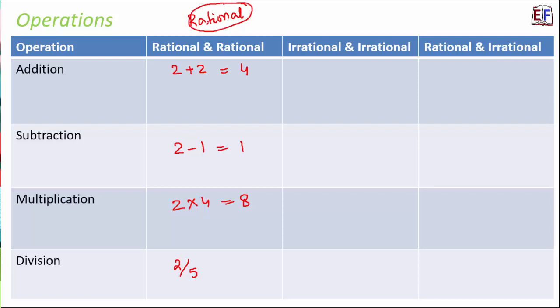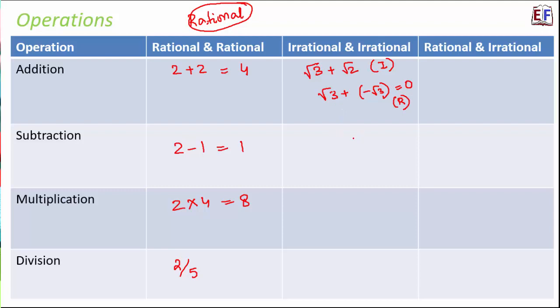Now what happens when we perform these operations with irrational numbers? Let's say addition. In case of addition, let's say root over 3 plus root over 2. If we add them, what do we get? We get an irrational number. But if we add root over 3 plus minus root over 3, what do we get? We get 0. And 0 is a rational number, correct? So in this case, it is a rational number. That means for addition, sometimes it may be rational, sometimes it may be irrational.